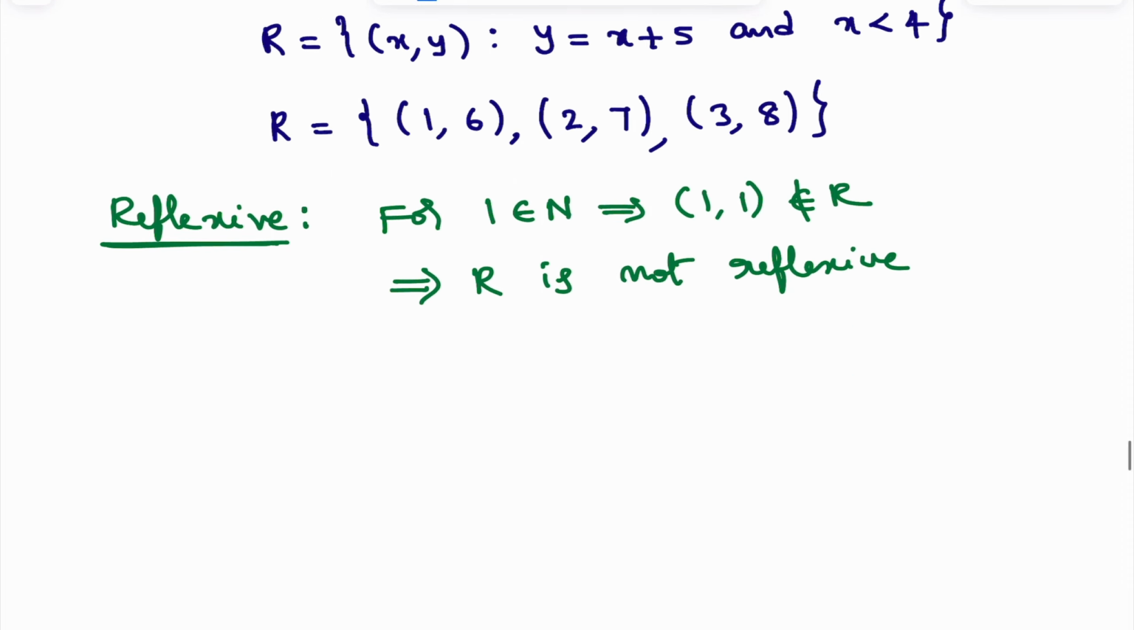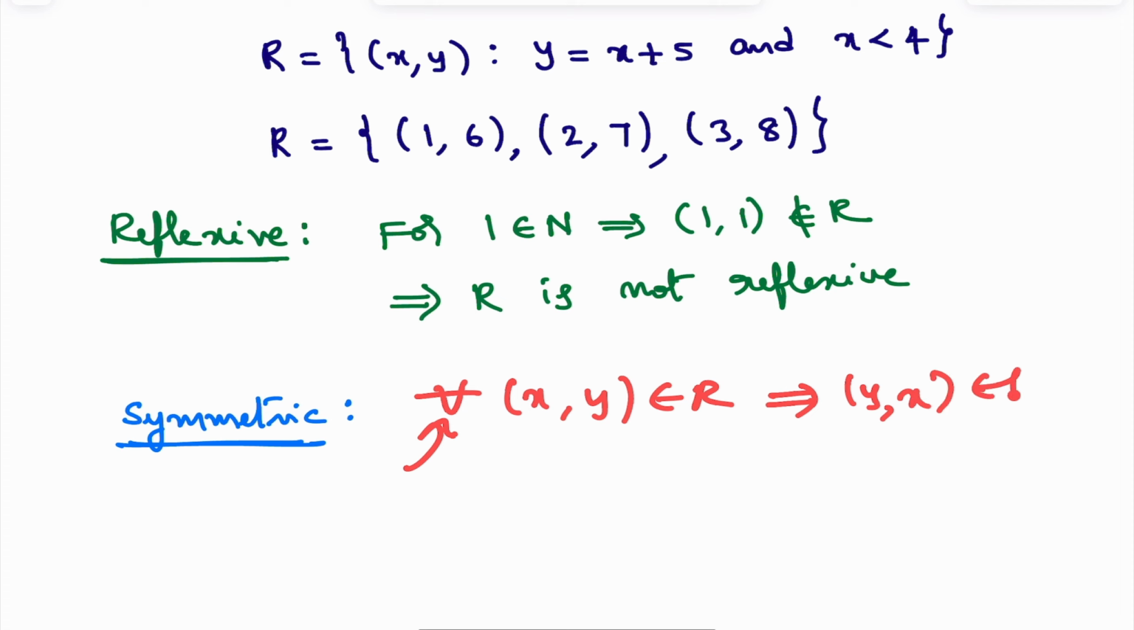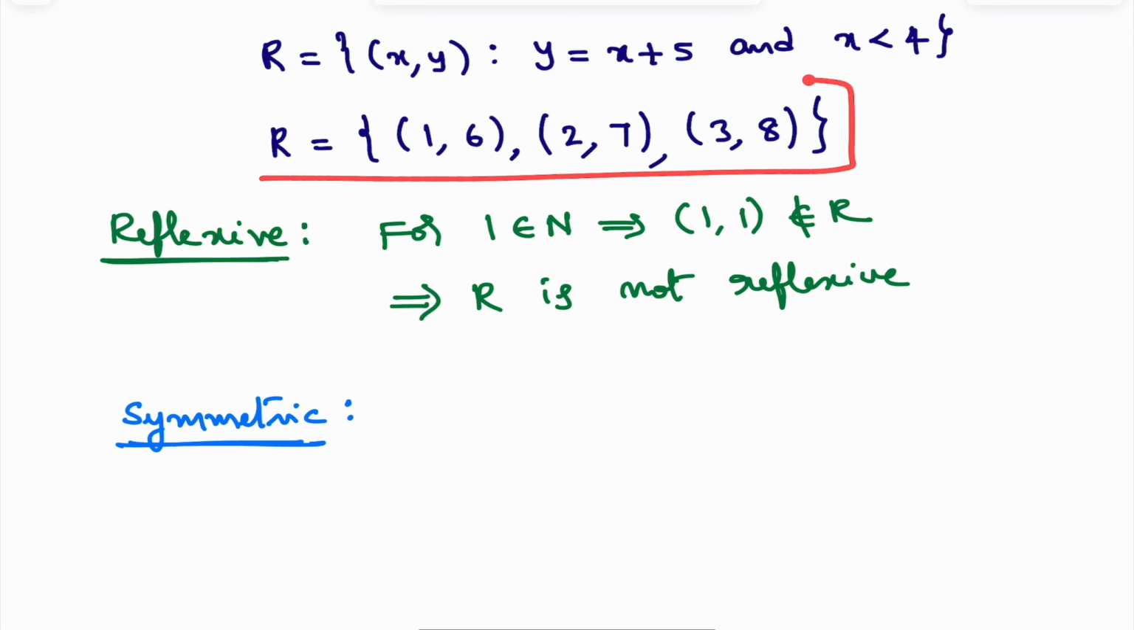Now, I'll check the symmetric condition. What is the symmetric definition? For every ordered pair (x, y), this is important, you need to check whether (y, x) is also there in the relation or not. Here, this is the relation. I am checking whether this relation is symmetric or not.